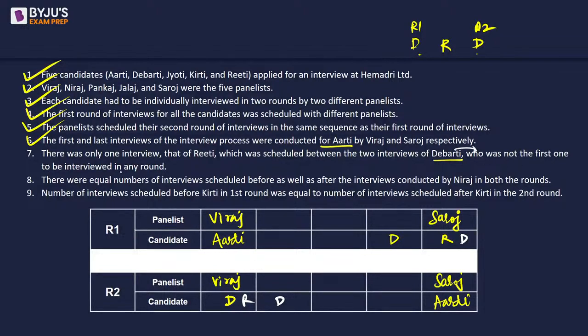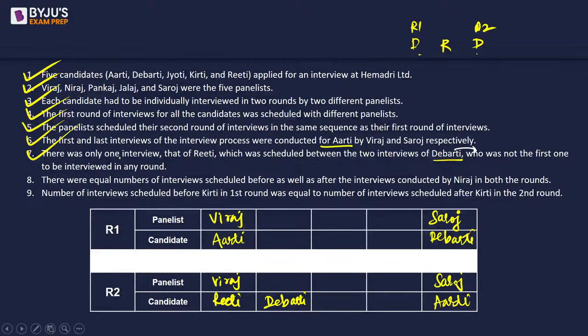It says that only one interview of Riti was scheduled between Debarti's 2 interviews. Debarti was not the first one to be interviewed in any round. Means Debarti इधर नहीं हो सकती. So it has to be Debarti, Riti and Debarti in this sequence. So this sequence takes care of 2 conditions. पहला, there is only one person between 2 interviews of Debarti, right? And Debarti's both interviews are in different rounds. Second condition being Debarti's interview did not happen as the first candidate in any of the rounds.